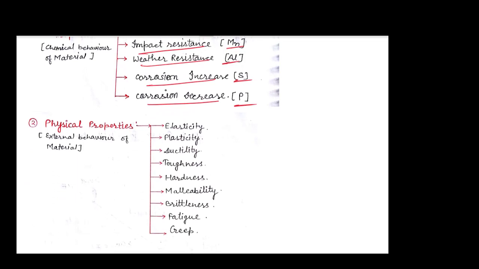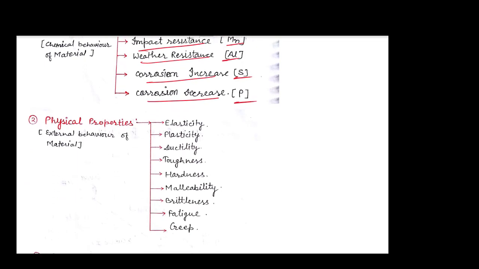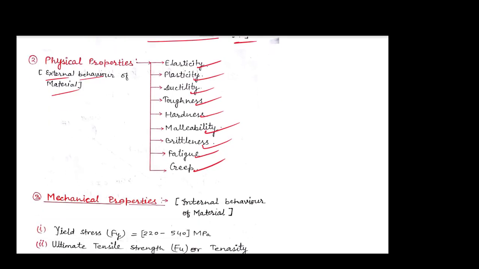Next one is the physical property. Physical properties are those affected by the external behavior of the material, like elasticity and plasticity. As you know, steel is more elastic and not much plastic. Ductility is also there, toughness is also there, hardness is also there, malleability, brittleness. If you increase the iron content, it will become brittle. Then fatigue and creep. So these are the different physical properties which a steel should have.